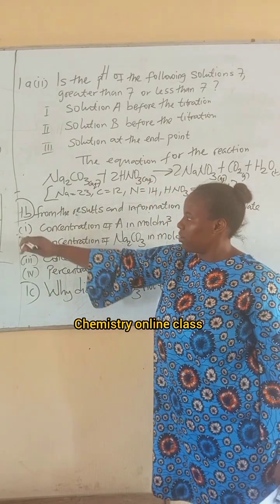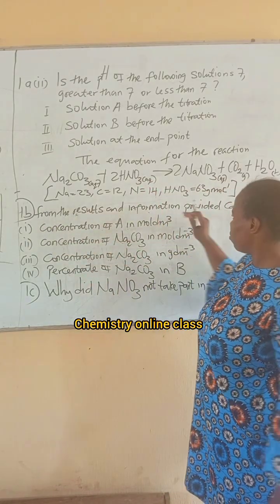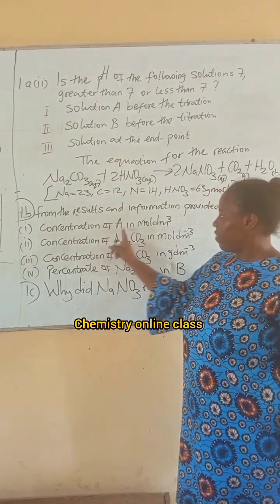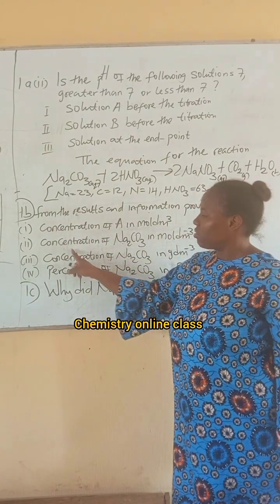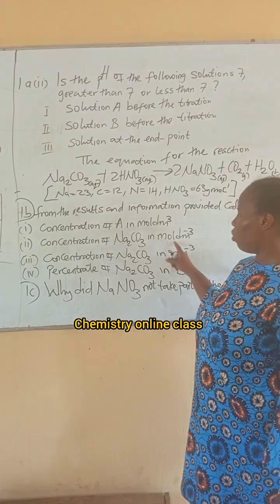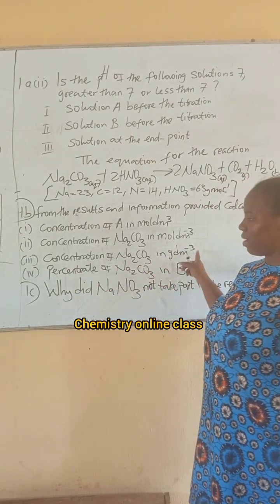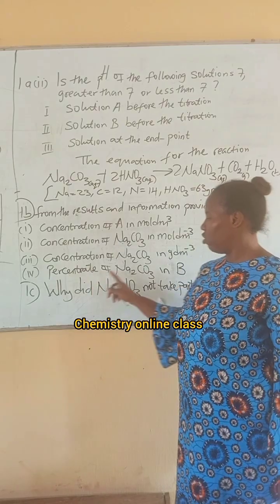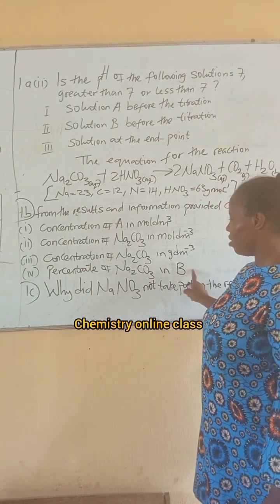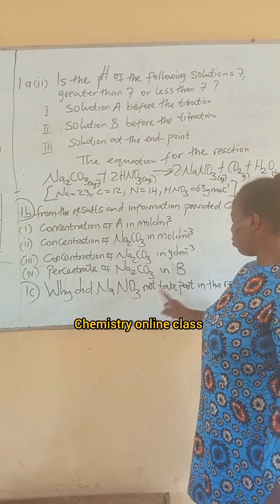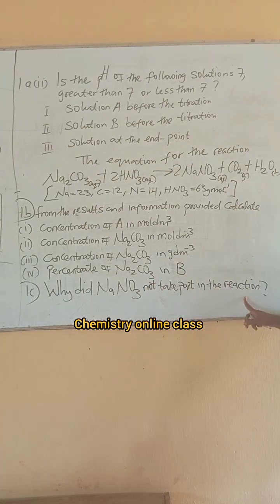Question 1b says, from the results and information provided, calculate the concentration of A in mole per dm3, concentration of sodium carbonate in mole per dm3, concentration of sodium carbonate in grams per dm3, and percentage of sodium carbonate in B. Then it asks, why did sodium nitrate not take part in the reaction?